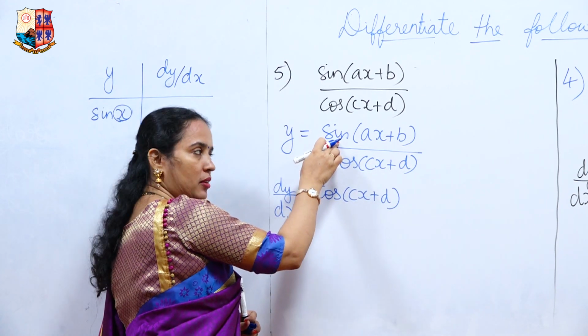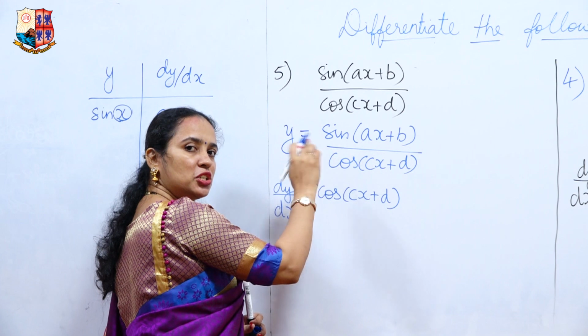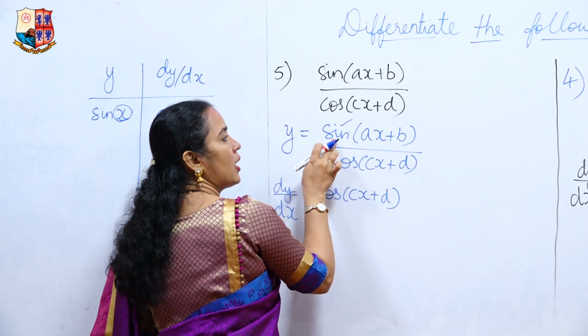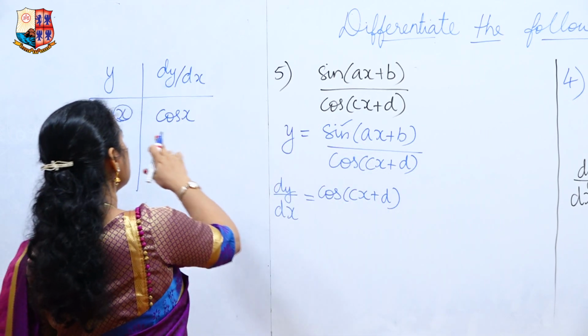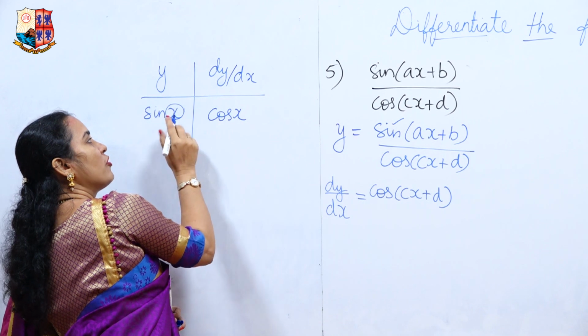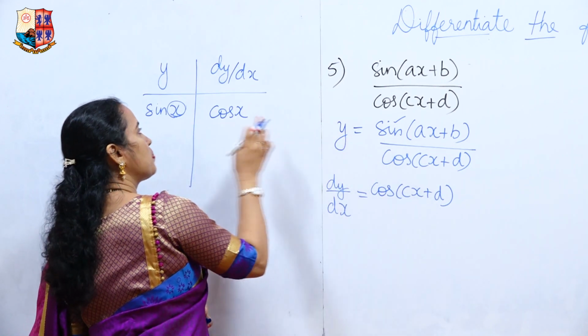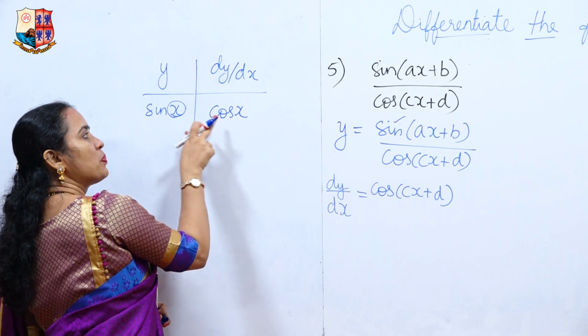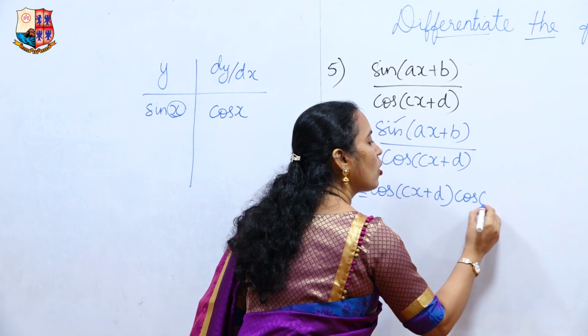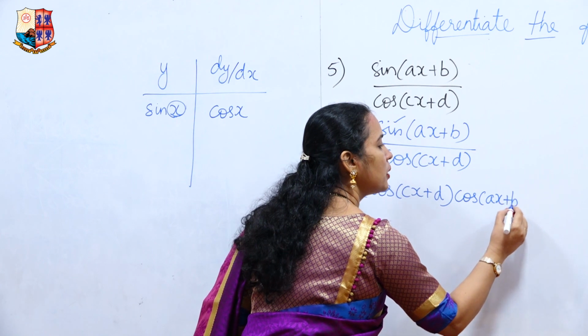Differentiate the numerator. Now in your numerator you will apply chain rule also. So when you differentiate the numerator, sine of ax plus b, that is sin x, when you differentiate you get cos x. Sine of, in the place of x you have ax plus b. So sine of ax plus b will be cos of ax plus b. So write here cos of ax plus b.